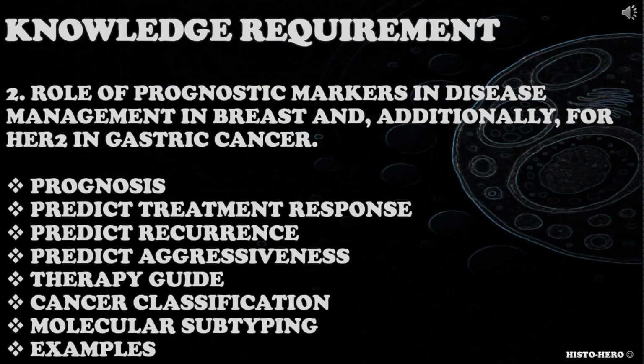The second knowledge requirement is role of prognostic markers in disease management in breast and, additionally, for HER2 in gastric cancer. Candidate needs to have the knowledge and understanding about prognostic markers. You could ask the candidate to explain what prognostic markers are and what role they play in breast and gastric cancer, to list examples of prognostic markers. When addressing this knowledge requirement, candidates should consider prognosis, prediction of treatment response, prediction of recurrence, predicting aggressiveness, guiding therapy, or classifying cancer into molecular subtypes.